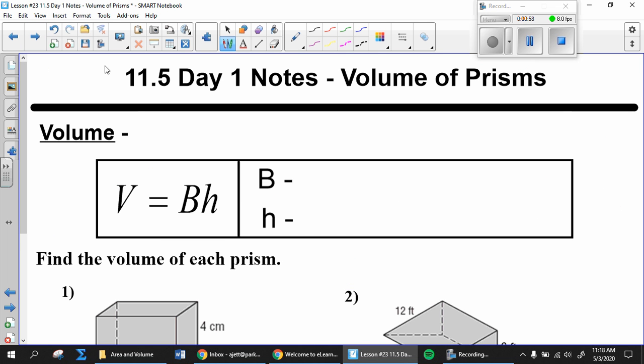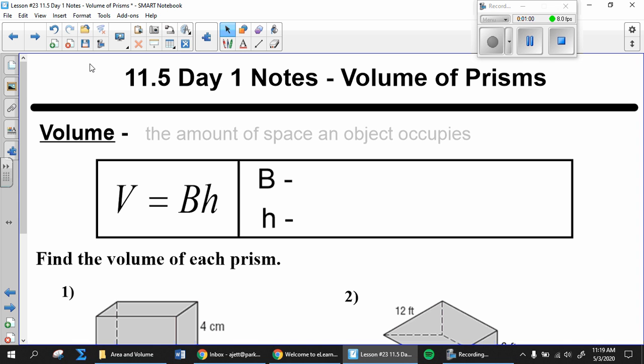So with volume, first of all, what is volume? Volume is the amount of space an object occupies. So when we're talking about volume, let's say that you're talking about a water bottle. The volume of a water bottle is how much water fits inside of that bottle. A cup, same thing. Volume is how much space it takes up, how much stuff can go inside of it. So if we're talking about volume of prisms, it's how much space is on the inside. So not around the outside, but now on the inside.